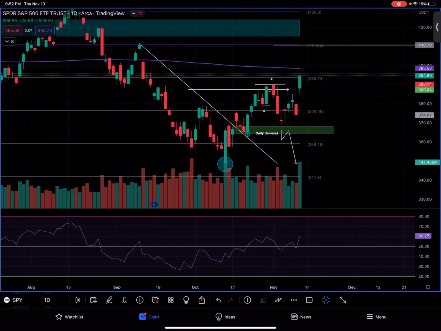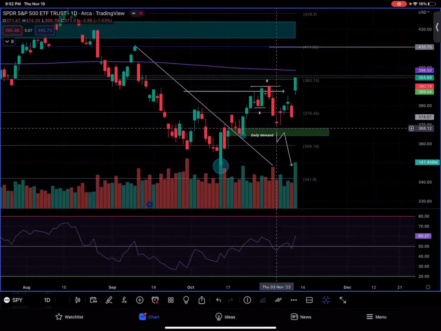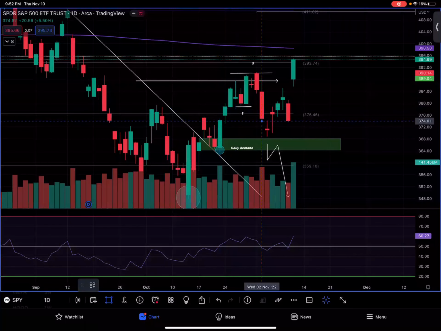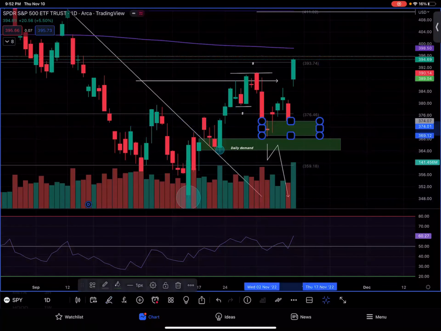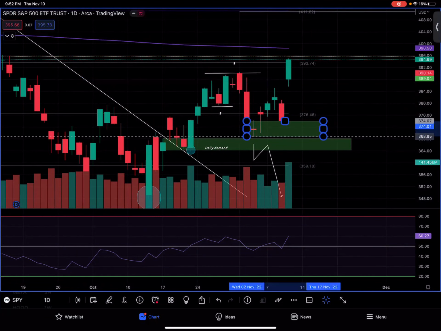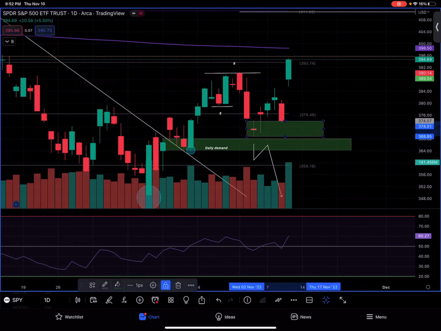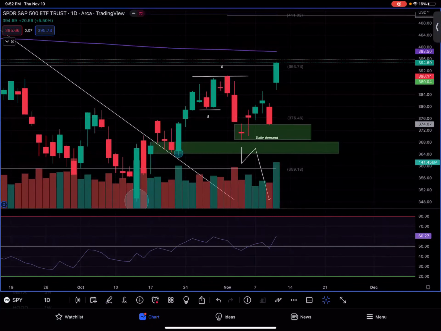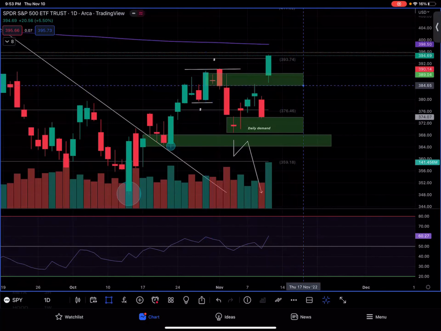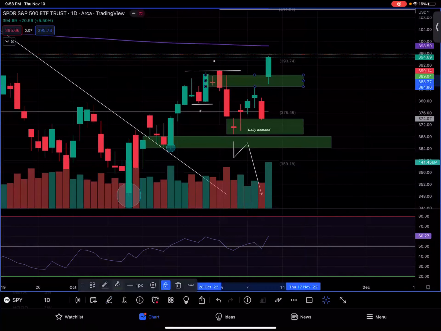Okay, this is a daily example. Now on the daily, let's just say we see, okay, price came back down to this daily demand and I recognize this spinning top. This spinning top tells me this is the strong area of distribution. I'm sorry, strong area of accumulation. The spinning top and the Marubozu up here tells me this was a strong area of distribution.